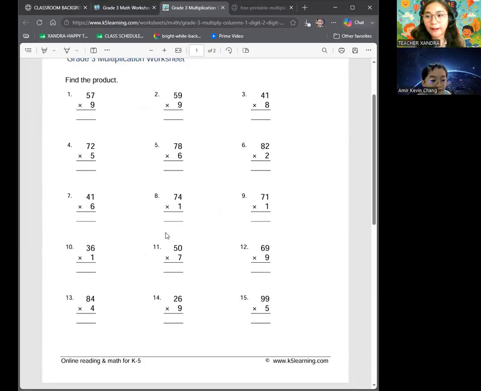Can you hear the aircon noise here? No. We have an aircon. It's quite annoying.